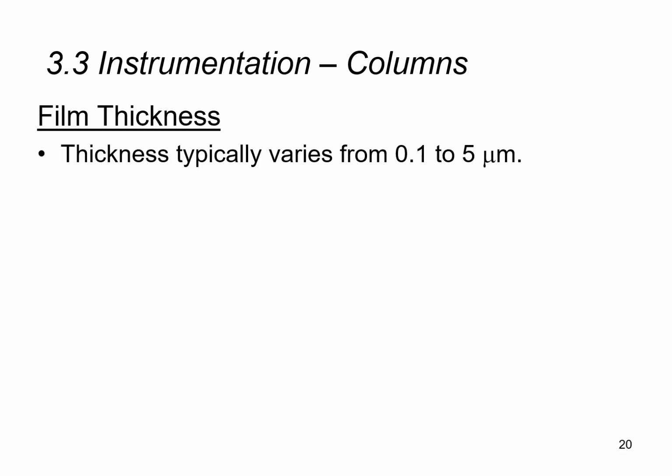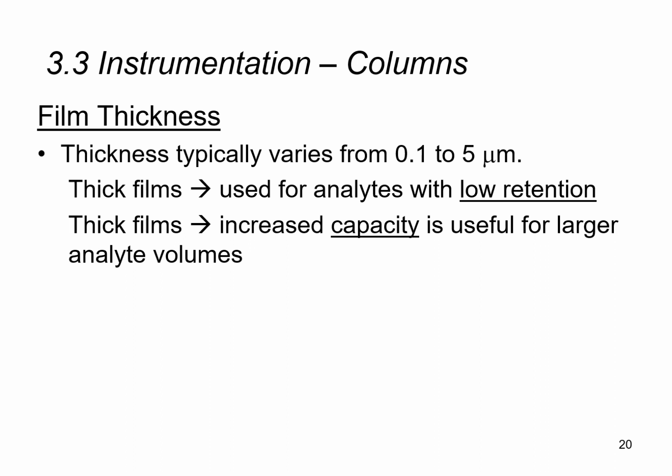So let's talk a little bit about film thickness of columns. When a column is manufactured, we talked about it having a film of a coating on the inside of the column. That film or that coating is actually the stationary phase that generates separation, because that's where the various gaseous molecules will interact with the stationary phase. Now, the thickness of that film varies from column to column. It can vary from a very low thickness, 0.1 micron, to a somewhat high thickness, 5 microns.